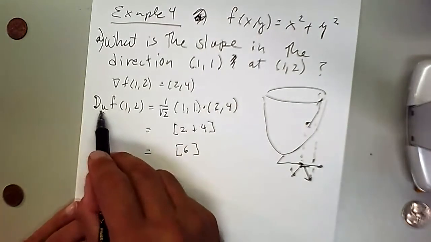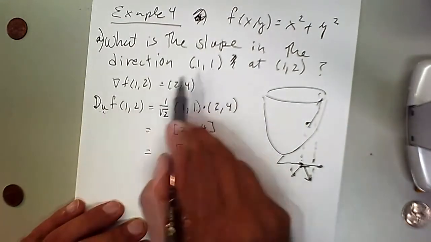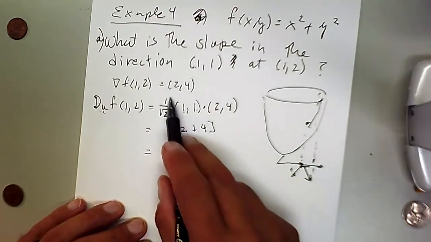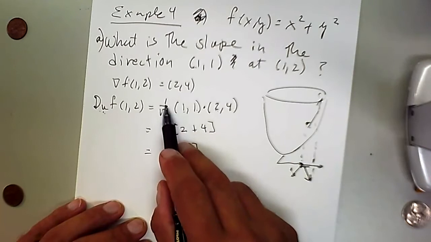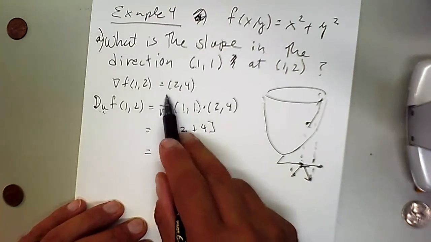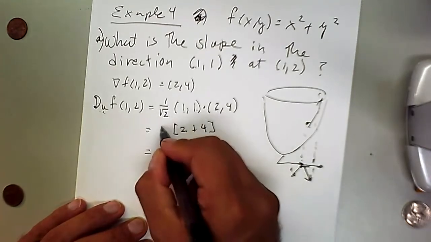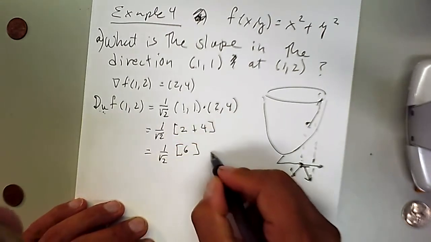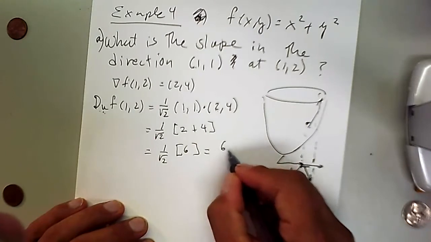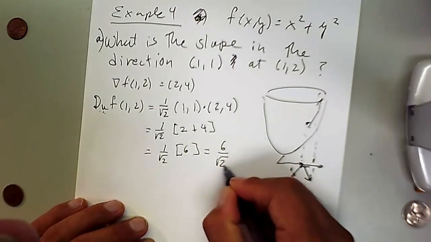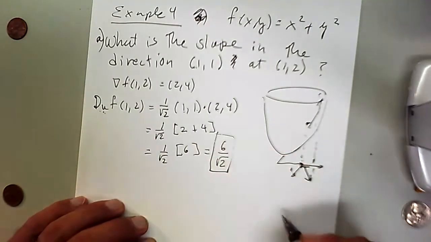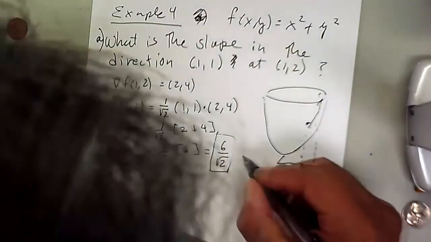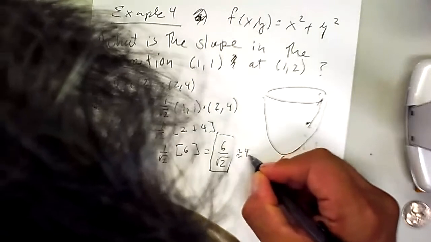So when I said the direction is 1, 1, yes, but we're not going to use 1, 1. We're going to use 1, 1 multiplied by the reciprocal of its magnitude. So we have to take that into account: the square root of 2, 1 over the square root of 2. So the final exact slope is 6 over the square root of 2. That is the actual slope at that point. That is about 4.2. About 4.2.